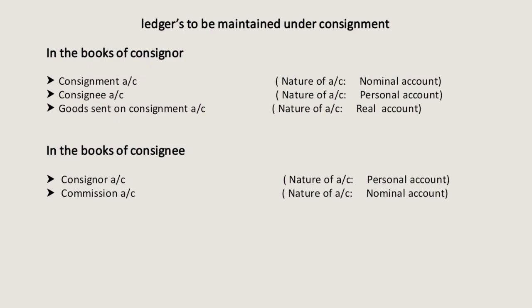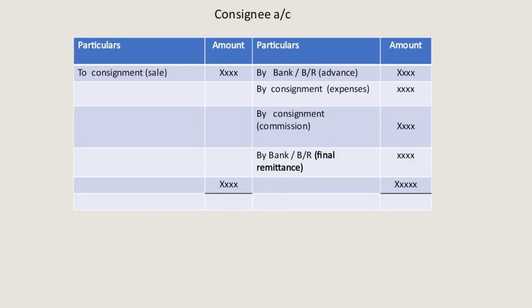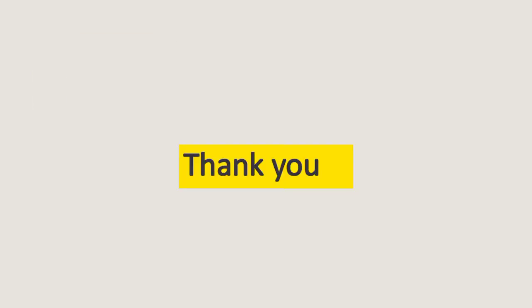So what all ledger accounts will be prepared in the books of the consignor? Consignment account, consignee account and goods sent on consignment account. Three types of accounts will be prepared by the consignor. And in the books of the consignee, the consignor account and commission account will be prepared. In the books of the consignor, we have already discussed these formats.